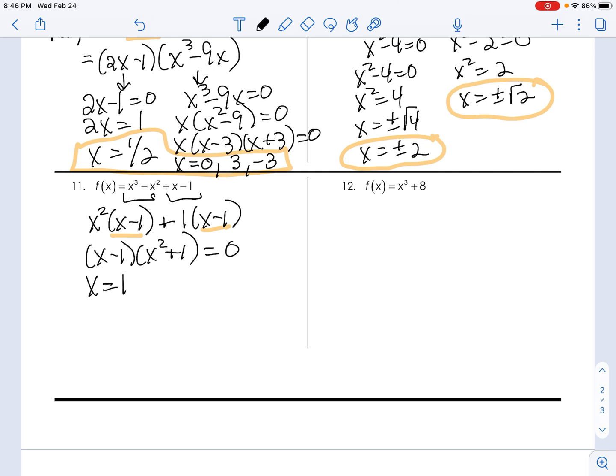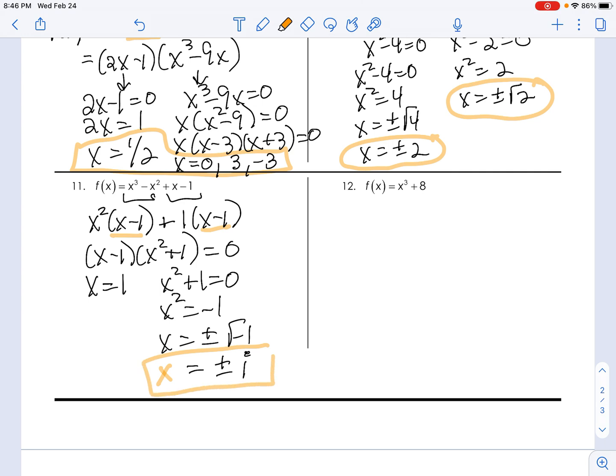Set it equal to 0. x equals 1. x squared plus 1 equals 0. x squared equals negative 1. x equals plus or minus root negative 1, which is plus or minus i. Now, before I move on, I want to remind you that when you graph number 11, you will only see one real 0 at 1. You know there are 3 zeros because it's a cubic polynomial. The other 2 are non-real. So x equals plus or minus i, x equals 1.